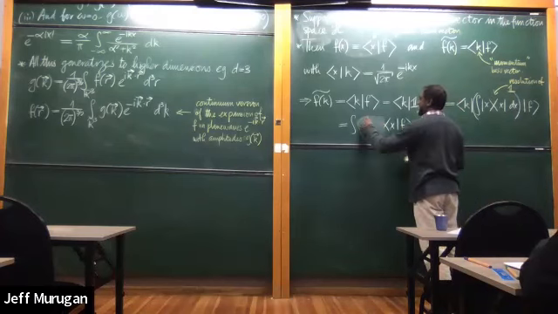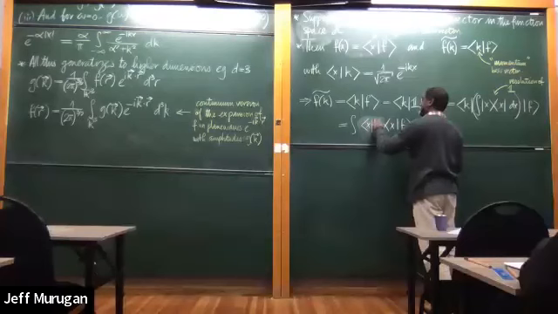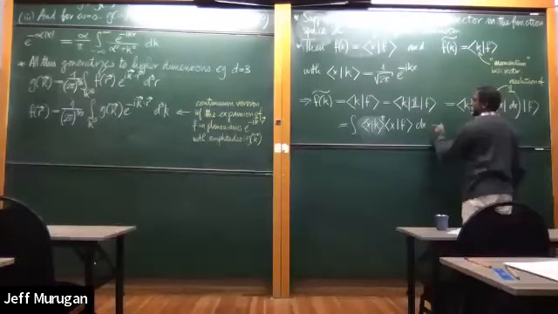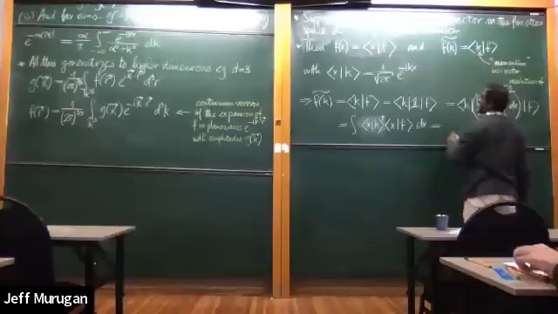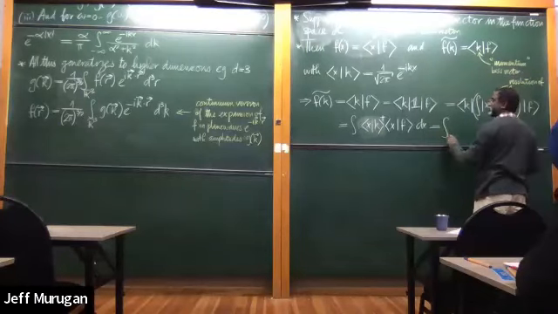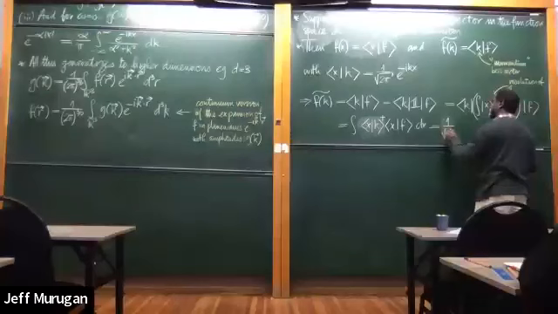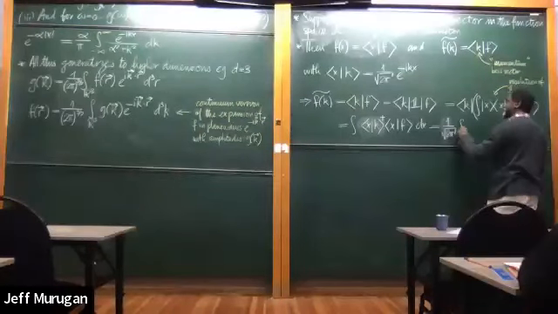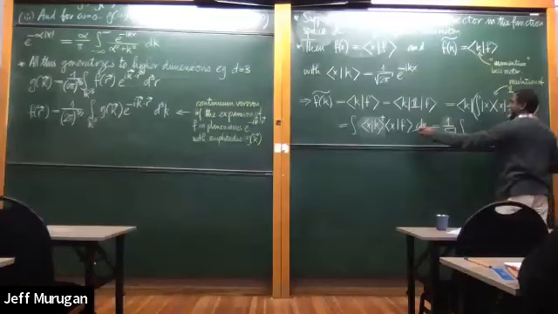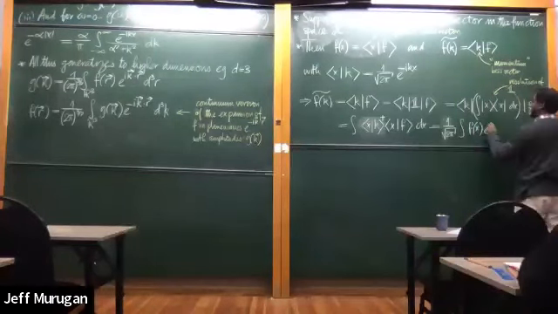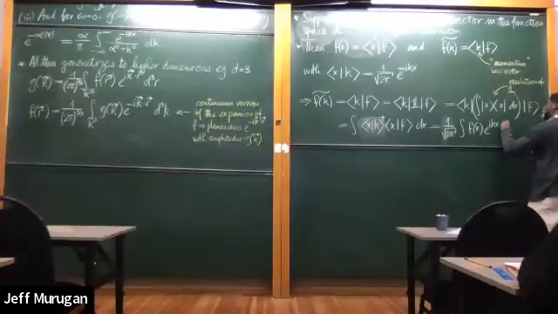This here is x inner product k, complex conjugate, which is just the integral of one over root 2 pi, the integral of f of x e to the plus i k x.